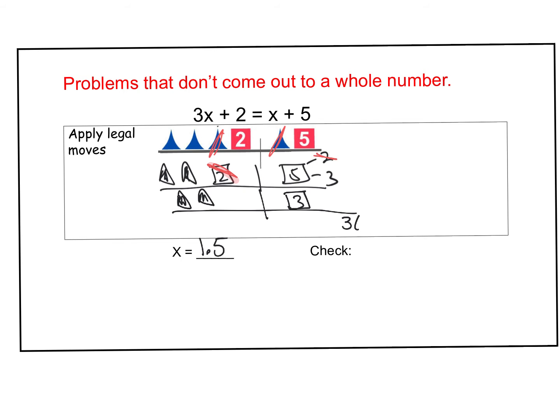And our check is still going to work the same way. So it's going to be 3 times 1.5 plus 2 is the same as 1.5 plus 5. So 3 groups of 1.5 ends up being 4.5 plus 2, and 1.5 plus 5 is 6.5. And then going back here to finish it off, we end up with both sides equaling 6.5.